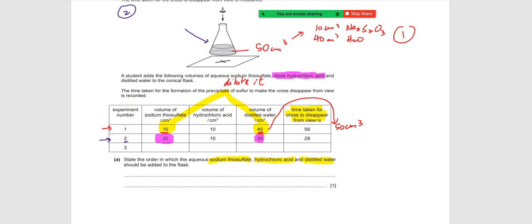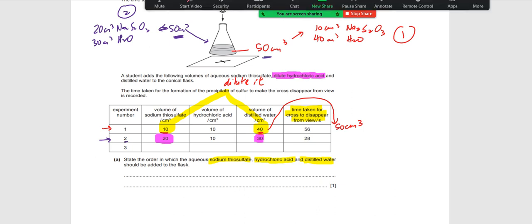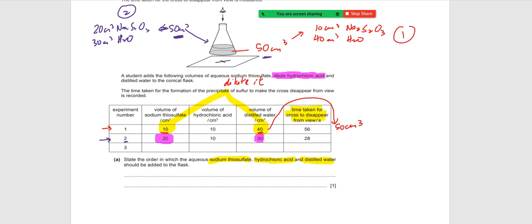Alright, so what you do is, for experiment 2, you have 20 cm³ of sodium thiosulfate and 30 cm³ of water. Is the total 50 or not? The total is still 50. So this is a constant. I'm changing the concentration only. Can I understand? Okay. So which do I add first?